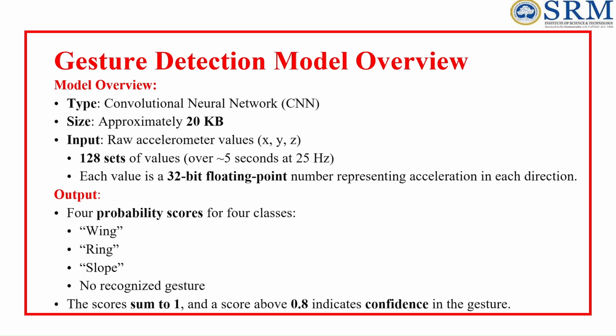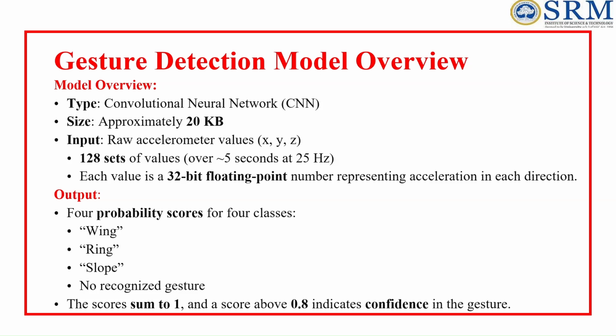Gesture detection model review. So now let's take a closer look at the model itself. The model used here is a convolutional neural network, or CNN, and it's surprisingly small, just about 20 kilobytes in size. That's smaller than most images you download on your phone. Yet it's powerful enough to classify gestures in real time. Here's how it works. The input of the model is raw accelerometer data, 128 sets of x, y, and z values. Since we capture data at 25 Hz, this corresponds to about 5 seconds of motion.